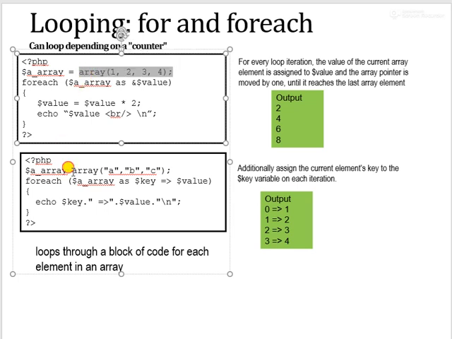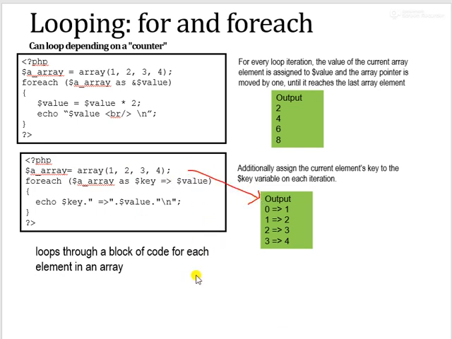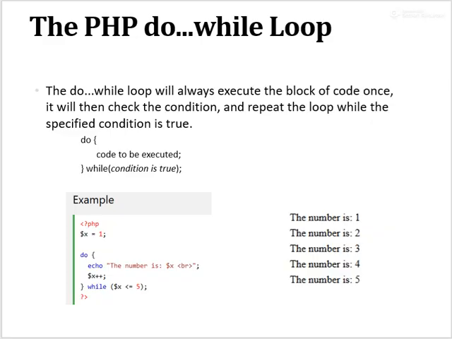This is same as this. Okay, then the output will be same like this. Okay, we have then do while loop. We studied already while loop, for loop, for each loop, and the last loop is do while loop.